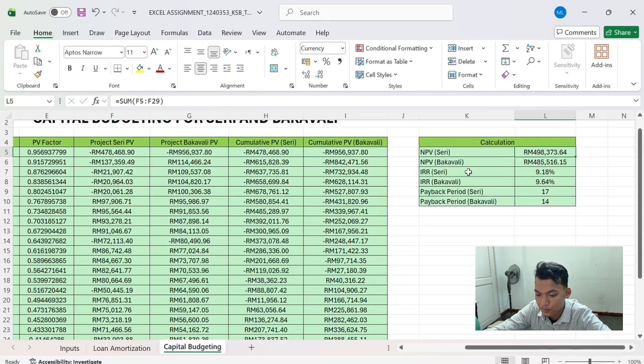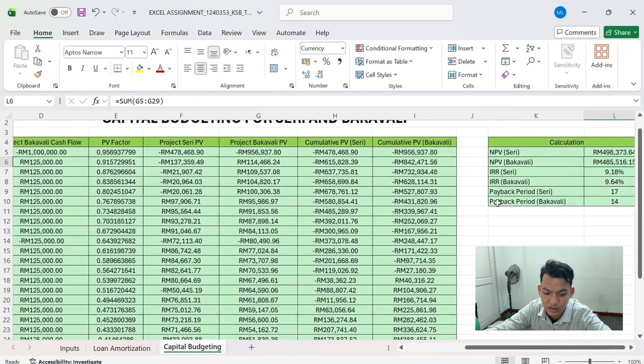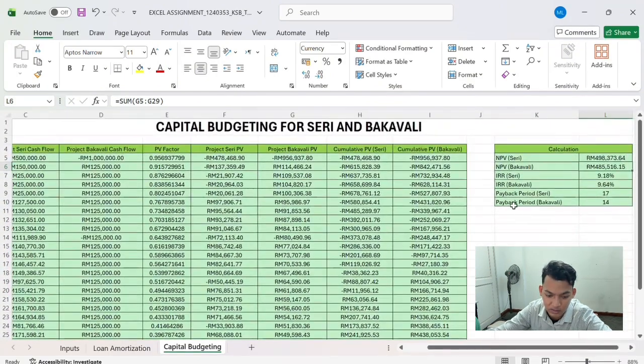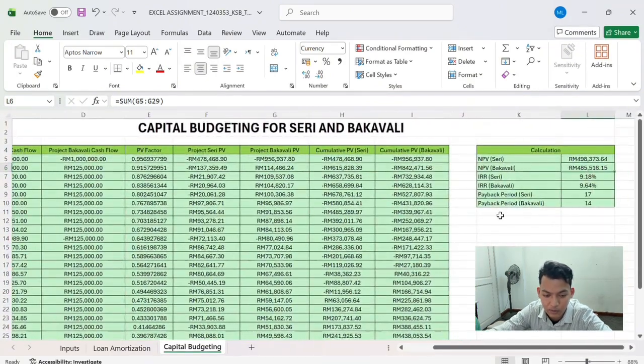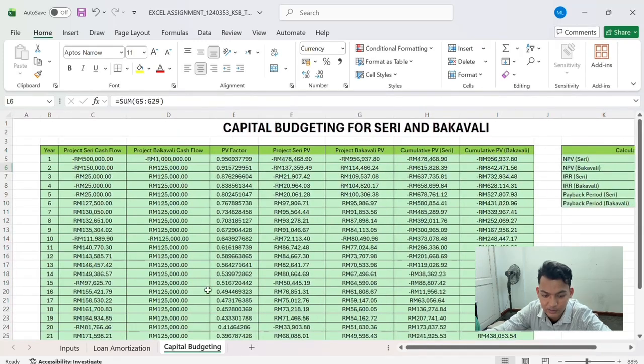So for the NPV for Project Seri, we get 494,983,73.64 ringgit, and the NPV for the Bakawali project is much lower, at 485,516.15 ringgit. I'm sorry because the number is too great.